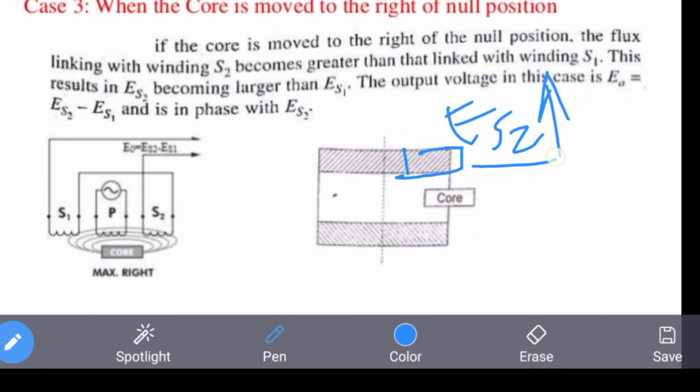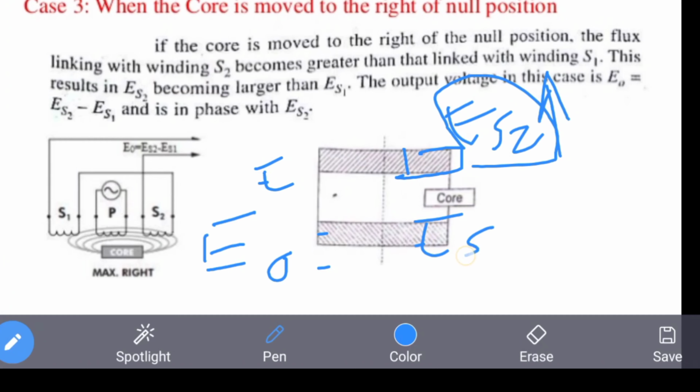The output voltage in this case is E naught equals ES2 minus ES1, because ES2 is more and ES1 is less. Hence in this case output voltage E naught is given by ES2 minus ES1. That is case 3. When the core is moved to the right of the null position, ES2 will be more, hence we consider ES2 minus ES1, and it is in phase with ES2. The difference is also in phase.